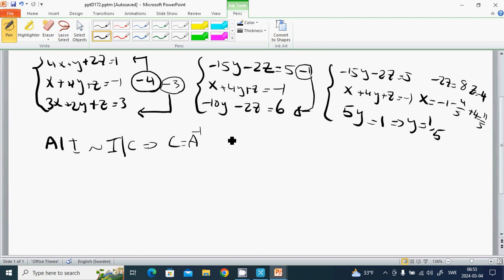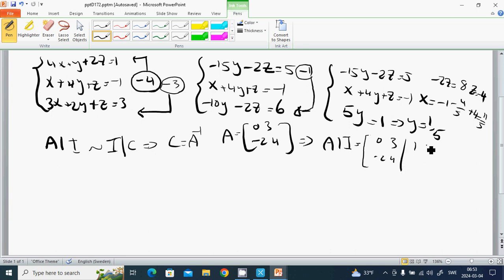an example, A equals 0, 3, minus 2, 4, then I equals 1, 0, 0, 1, which is we change this row up there, it is minus 2, 4, minus 3, 0, and 1, 0.